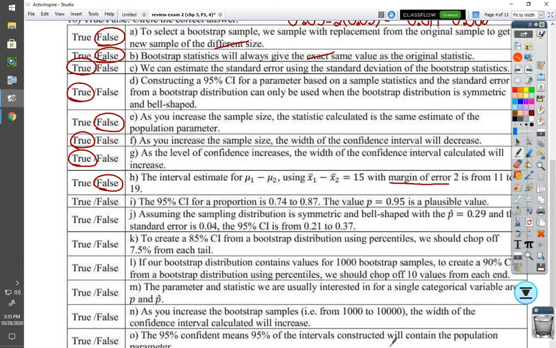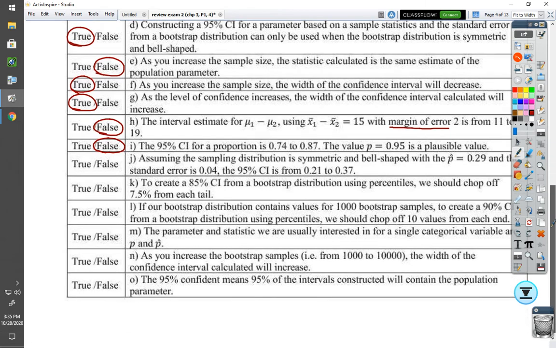The 95% CI for a proportion is 0.74 to 0.87. The value of 0.95 is a plausible value. False, because 0.95 is outside of that CI. Remember, it's plausible if it's within the parameters of that range.